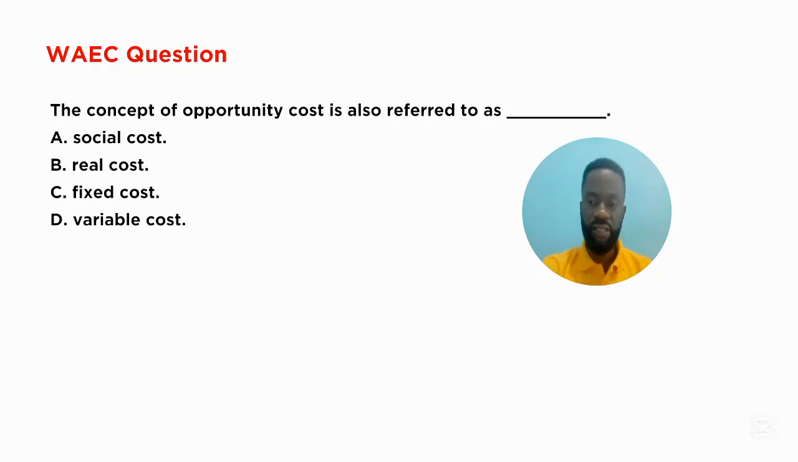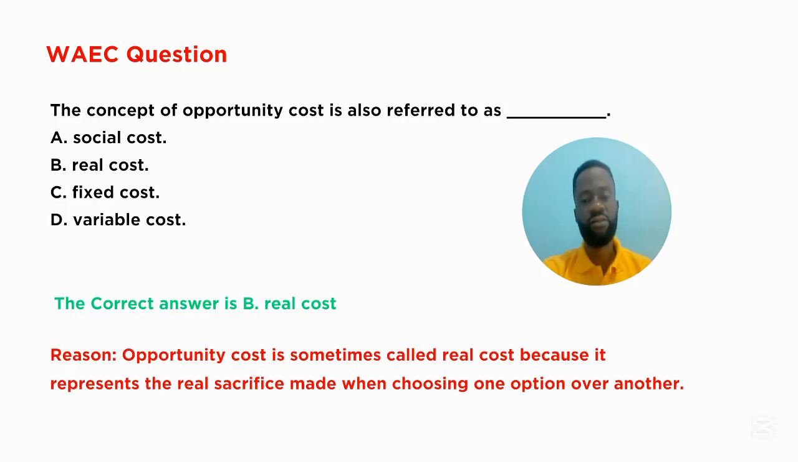The correct answer to the question is B, real cost. Because opportunity cost is sometimes called real cost because it represents the real sacrifice made when choosing one option over another.